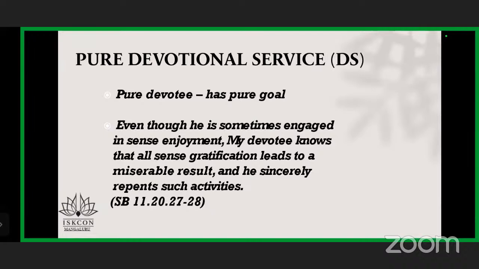If you are not feeling that, if you think I'm not doing anything wrong, I'm enjoying sense gratification and I'm not doing anything wrong, that means your heart is still not softened. It has to be softened. Then only Krishna, although he is there as Paramatma, but we are not able to recognize him as Paramatma in our heart.